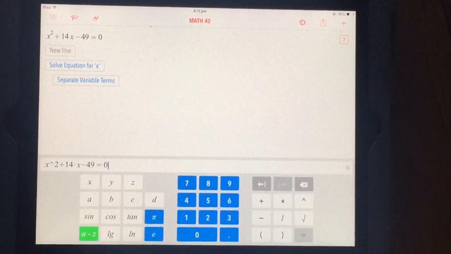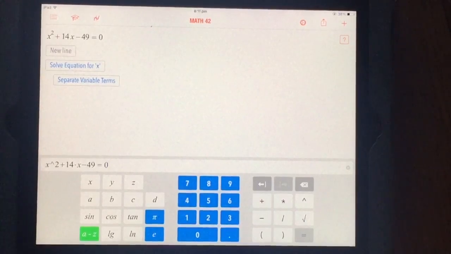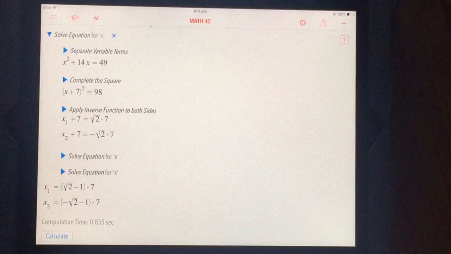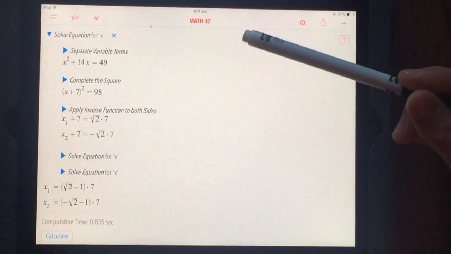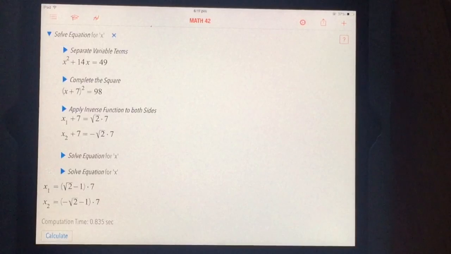So we have x squared plus 14x minus 49 equals 0. And once you've inputted this equation, it gives you different suggestions. So let's solve the equation for x. And they'll give you step-by-step instructions on what we've done to solve for x.